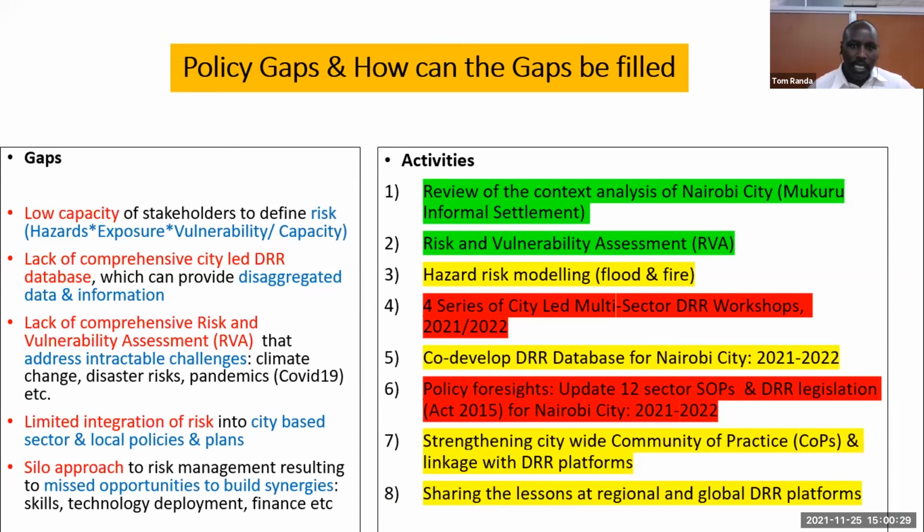So how do we fill the gaps, especially the low capacity and the lack of risk integration? You have the plan with the city to improve on the lessons learned from the risk, vulnerability assessment and modeling, but also to organize targeted city-led DRR workshops, which are starting next month and ending in April. First is to co-develop a DRR database for Nairobi, provide policy oversight, especially updating the 12 sectors' standard operating procedures and the legislation, and also strengthening the citywide community of practice, but also linking with the DRR platforms, and of course sharing the lessons with the regional and global DRR platforms.